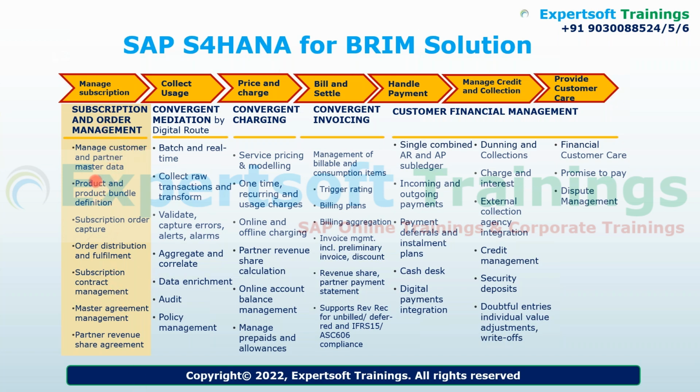When you look at order management, partner management, product management, master data agreement and partner revenue sharing, Convergent Mediation does all the activity highlighted here. Convergent Invoicing covers service pricing modeling, one-time, recurring and usage charging, so all the online and offline charging. We will discuss in detail in the training what online and offline charging are.